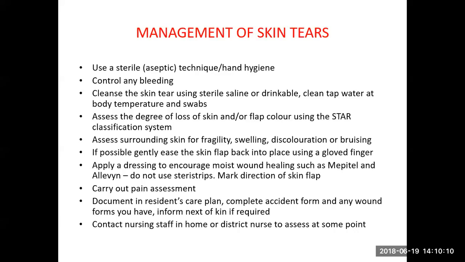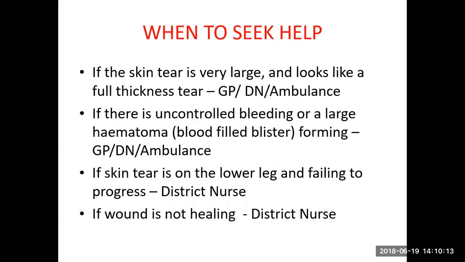I'm afraid we don't. And this is just going on to the next slide about when to seek help. If the skin tear is very large and looks like a full thickness tear, you should be phoning your GP, a district nurse, or even an ambulance. If there's uncontrolled bleeding or a large hematoma, which is a blood-filled blister, again, GP, district nurse, or an ambulance. If you've managed to contain the skin flap and put a dressing on, but it's failing to progress, then that's the district nurse, but they will have been involved. And if the wound is not healing, then also the district nurse. I think for most residential homes, the third and fourth points, the district nurses will be doing it anyway, exactly, yes, definitely.